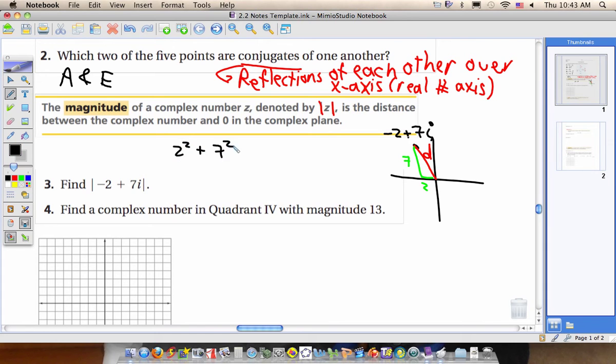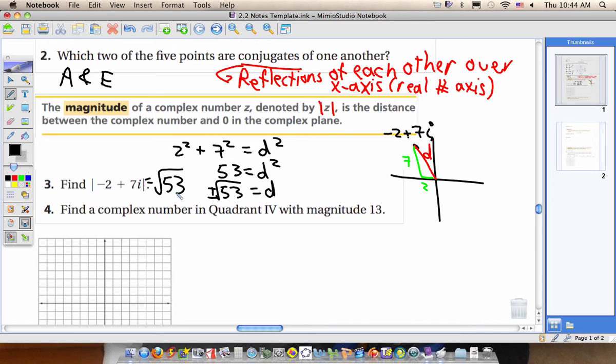So 2 squared plus 7 squared is our distance squared. 53 is our distance squared. So we have positive or negative square root of 53 as our distance. We're dealing with a magnitude or a length, so we don't have to worry about the negative square root. And you've done that before. Just find the distance between that point and 0, 0, basically. Okay.